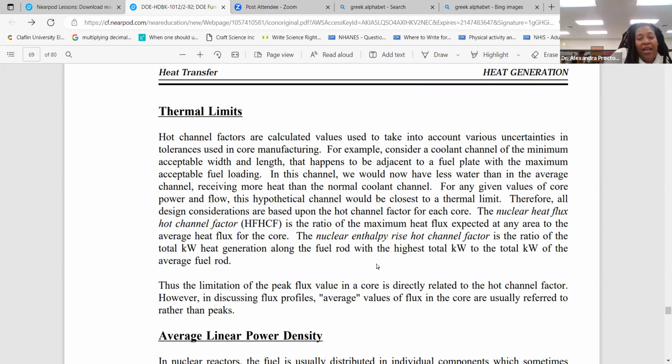Nuclear enthalpy rise hot channel factor is the ratio of the total kilowatt heat generation along the fuel rod with the highest total kilowatt to the total kilowatt of the average fuel rod. Thus, the limitation of the peak flux value in a core is directly related to the hot channel factor. However, in discussing flux profiles, average values of flux in the core are usually referred to rather than peaks.